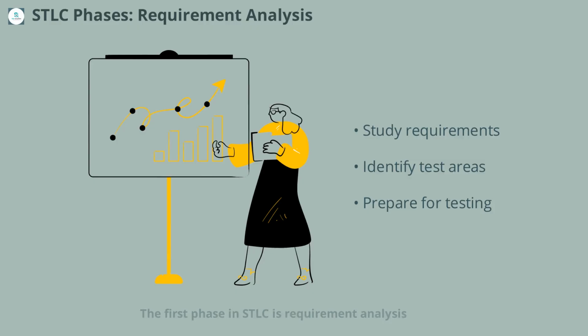The first phase in STLC is requirement analysis. Testers study the requirements to identify what needs to be tested. For example, they might read, "User should be able to log in and place orders." This step ensures that testing covers all the important features and nothing is missed.